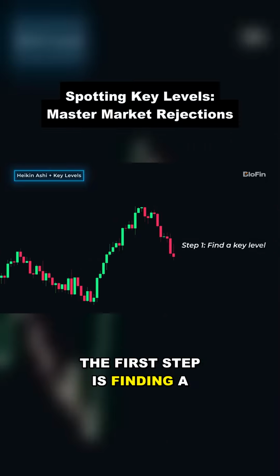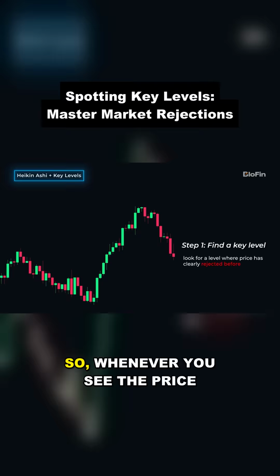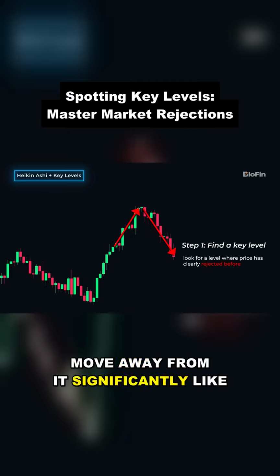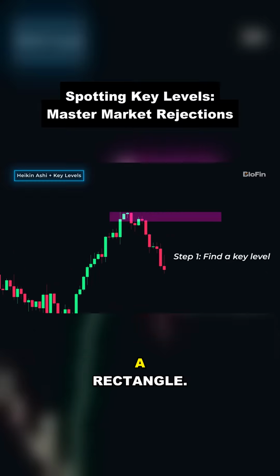The first step is finding a key level. And one of the easiest ways to do that is to look for a level where price has clearly rejected before. So, whenever you see the price move towards a level and then move away from it significantly like this, that's a valid key level. So we can mark it using a rectangle.